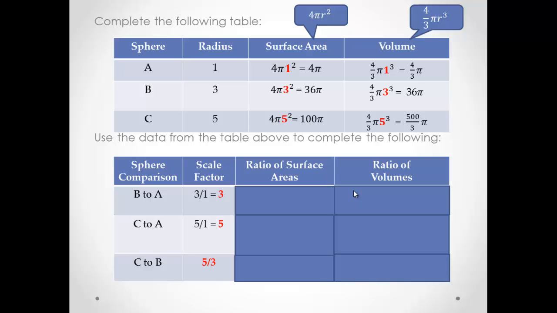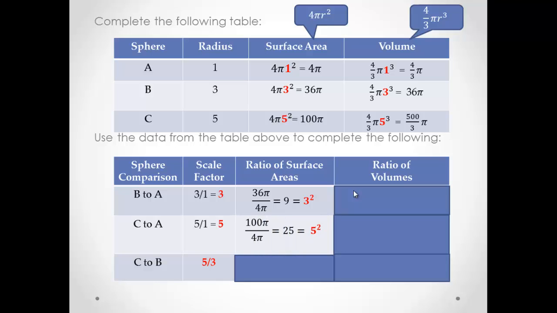When we talk about surface area, again, we're comparing first B to A. So if we compare B to A, we use 36 pi over 4 pi. Remember, the pi's simply cancel out because there's one on the top, one on the bottom. We get 36 over 4, which simplifies to 9. And remember what we saw a couple of sections ago. What we're seeing here is the ratio of the surface areas is the scale factor squared. And we'll see the same phenomenon on the next two.